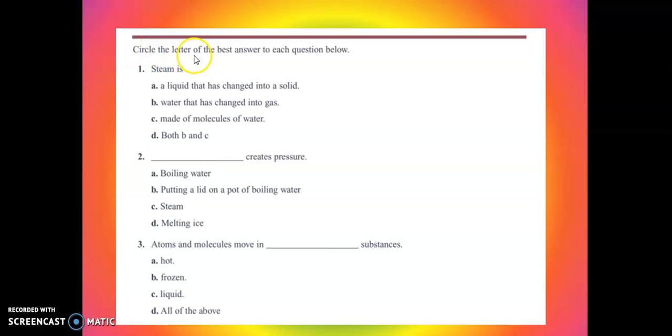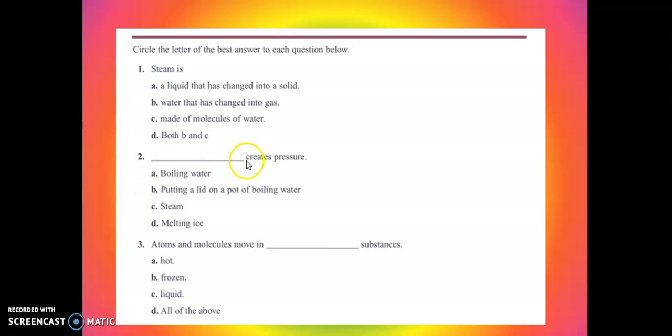Super easy. Circle the letter of the best answer to each question below. Number 1, steam is option A, B, C, or D. A liquid that has changed into a solid? I don't think so. Water that has changed into gas? Maybe. Made of molecules of water? Both B and C. I think it's the B, right?